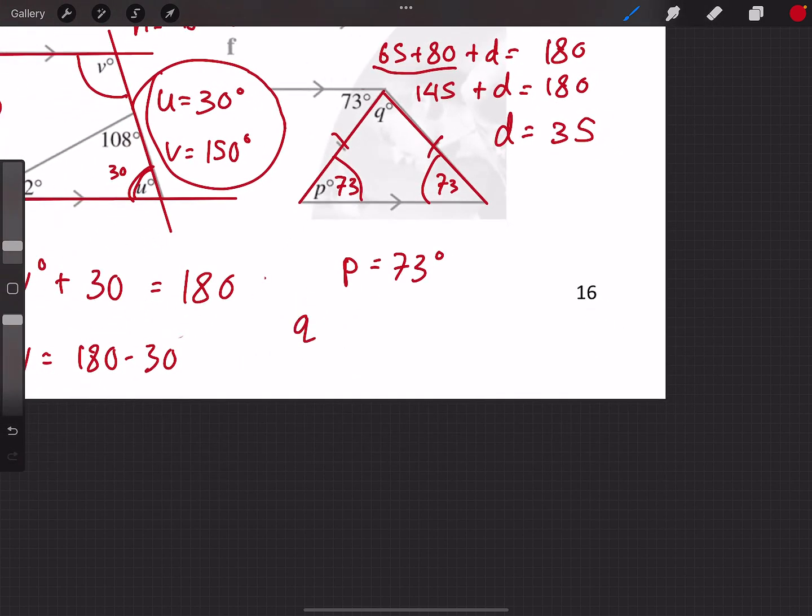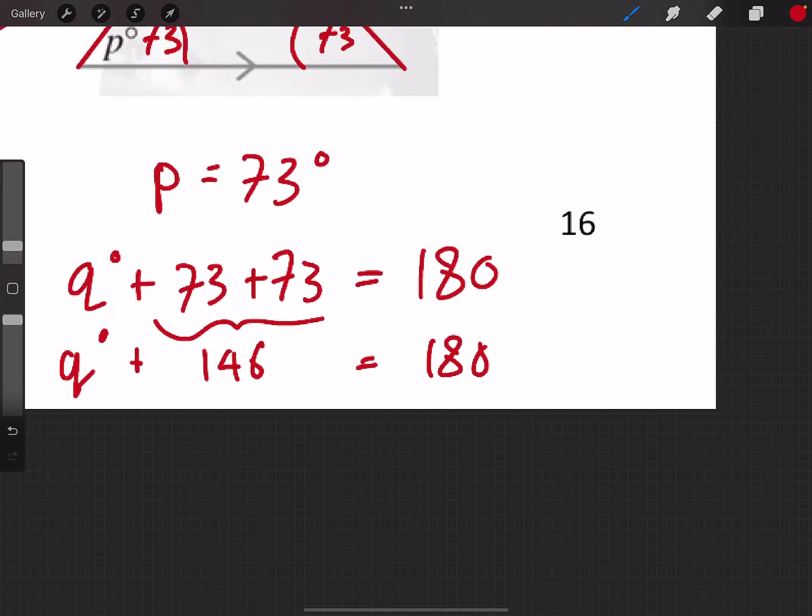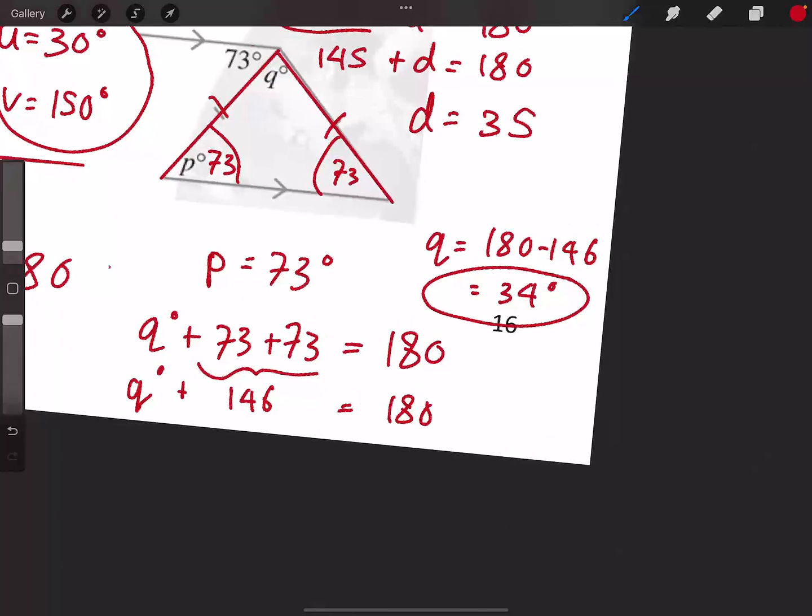So to find angle Q, what we do is we say angle Q plus 73 plus 73 makes 180. 73 plus 73 is 146. So angle Q plus 146 is 180. So what's Q? Well, to find Q, we take 180 take away 146, and that's equal to 34 degrees. Q is 34 degrees. There you go, done. P is 73, Q is 34.